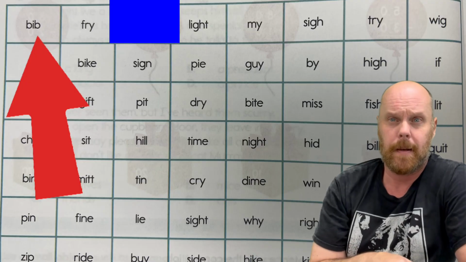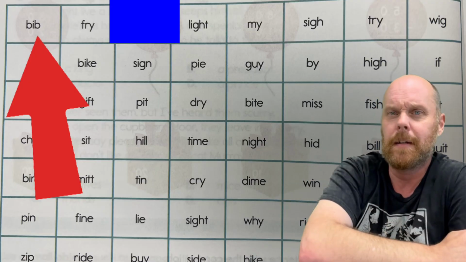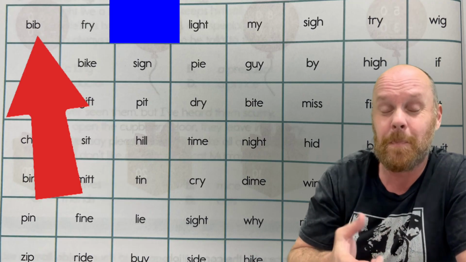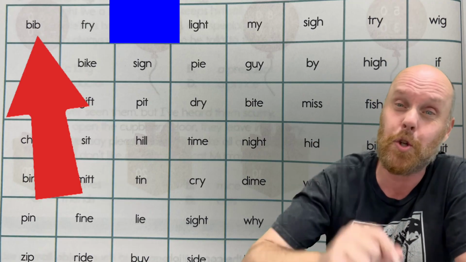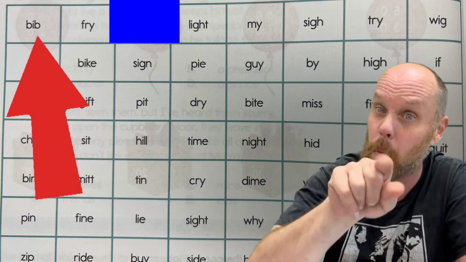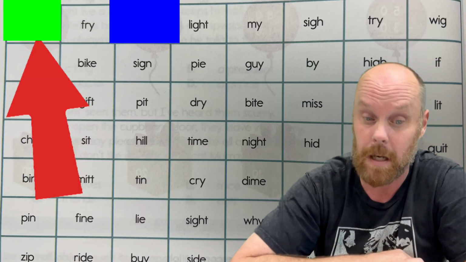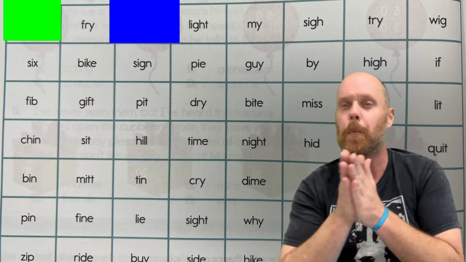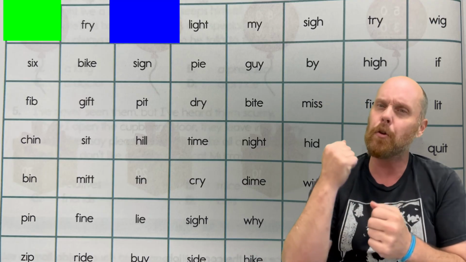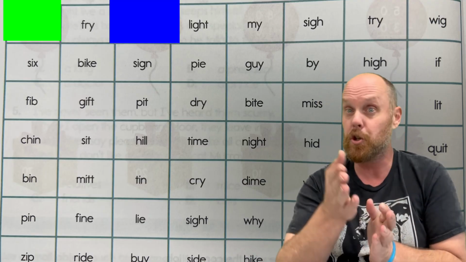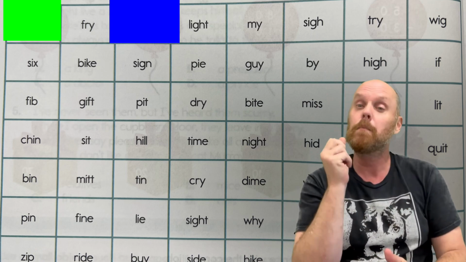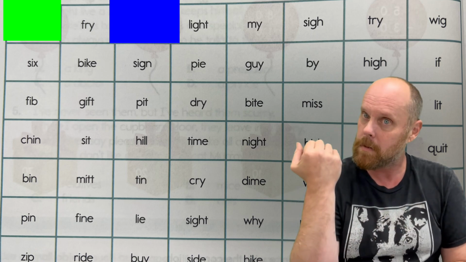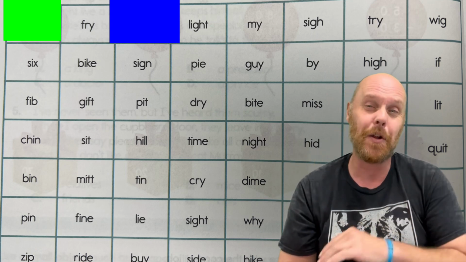How about for the first one? Bib. Repeat after me. Bib. Do you hear the letter I there? No, it has an I sound, doesn't it? That is going to be the short I sound. So we would color that one green. All right? So read through these words, do your best, and color the long I, which you're going to hear the letter I in blue, and the ones that are short I's, you're going to color green.